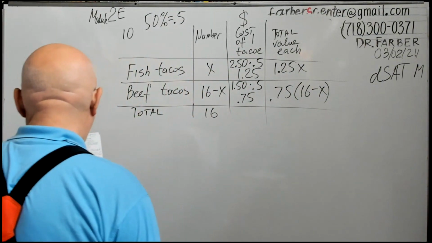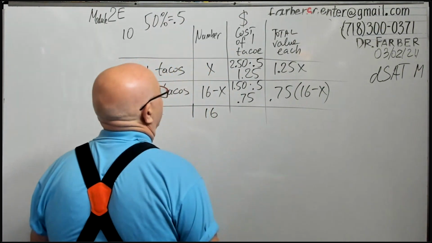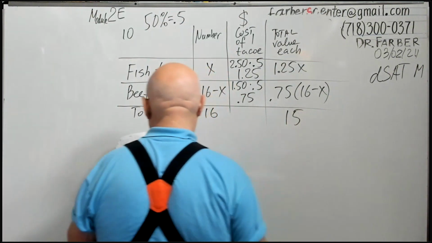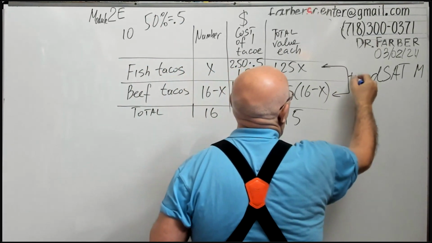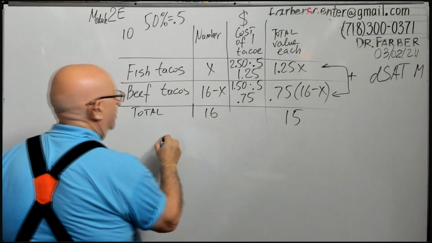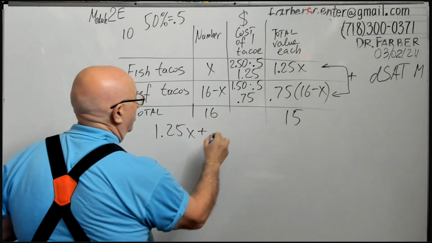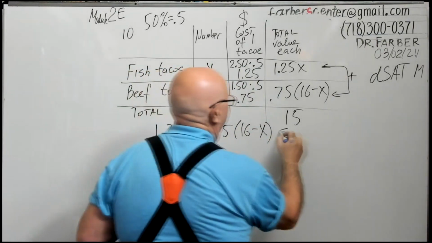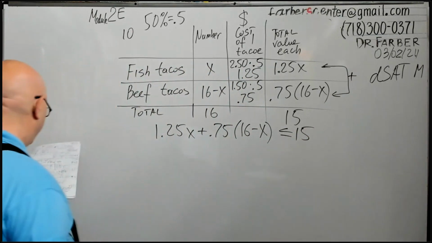Okay. And this, they have maximum $15. So if you add this plus this, you cannot exceed 15. And you can write down 1.25x plus 0.75 times 16 minus x less or equal than 15. You cannot exceed 15. Now you have simple linear inequality.